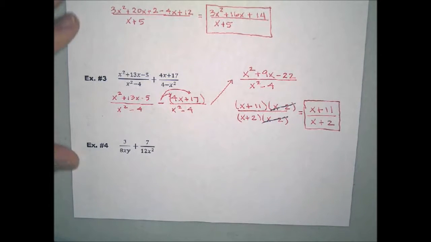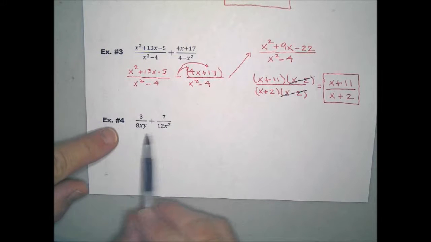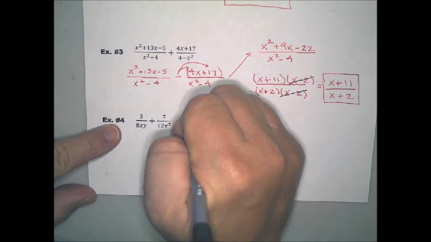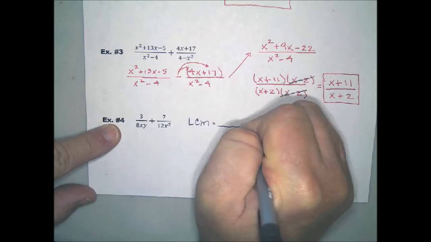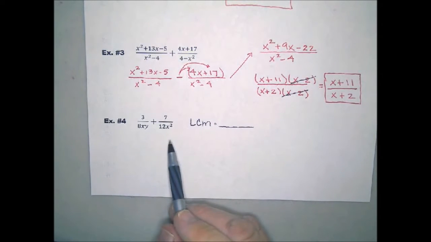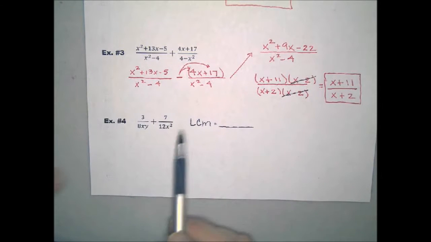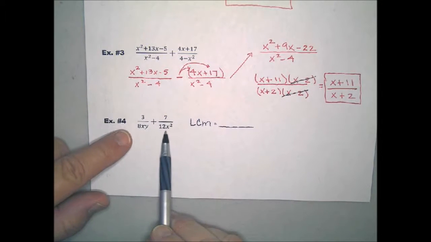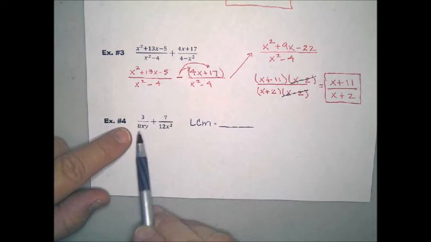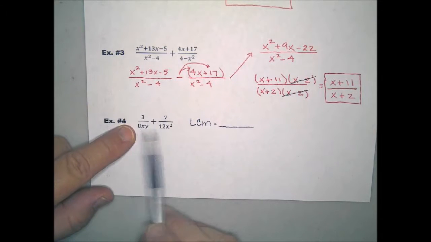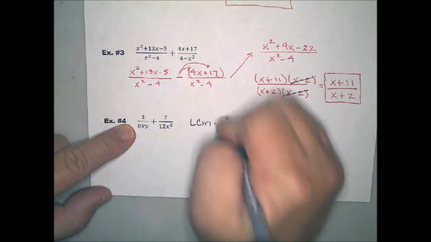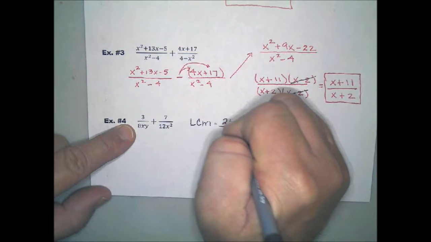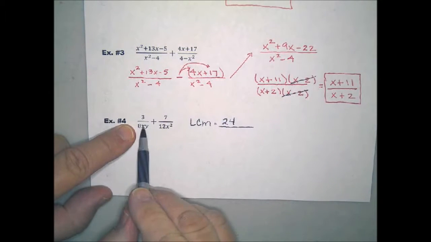Now, example number 4 is a little bit different. I have monomial terms down here. So I've got to figure out what's going to be the least common multiple of this problem, otherwise known as the lowest common denominator. Now, since these are monomial terms, they're not common right now. Let's take the coefficients first, 8 and 12. What would be the lowest common denominator using 8 and 12? And the answer is 24.